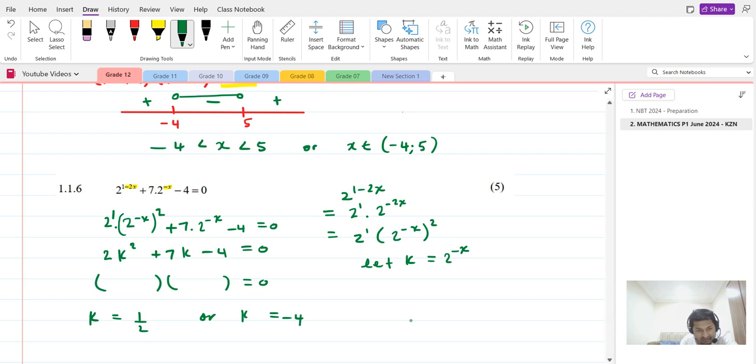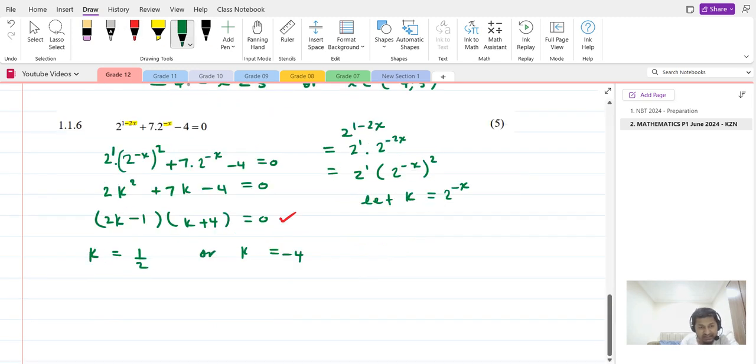Perfect. Now how do you put half? This 2 becomes a coefficient of k, so you get 2k and bring the 1 over, minus 1. There's nothing to do here, just bring it over. So k plus 4, because you get marks for putting that step, so you have to put that step. Now what was k? k was 2 to the power negative x, and half is 2 to the power negative 1. What's k? 2 to the power negative x is equal to negative 4.